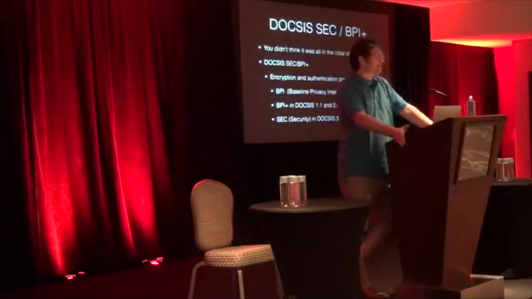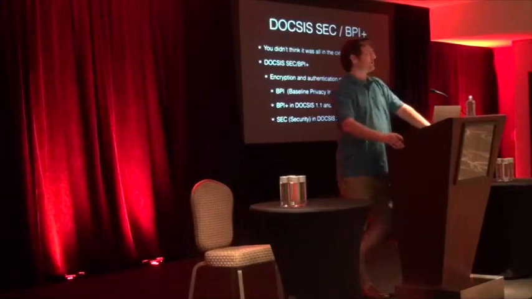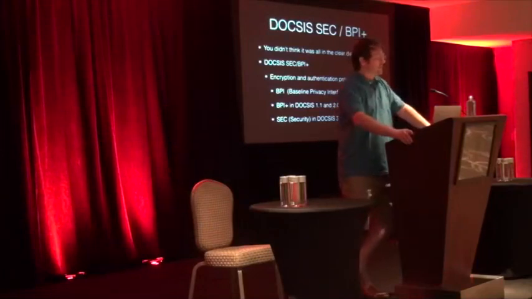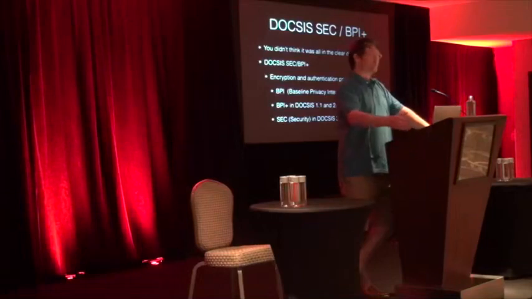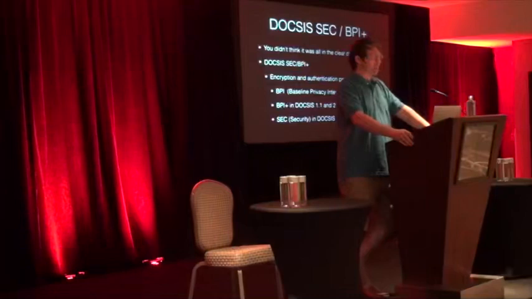So now let's start talking about security. DOCSIS sec, or BPI+. So all this data from your neighbors is flowing into your house. You want to get access to it, but it's encrypted. And it's encrypted with DOCSIS sec or BPI+. Originally in DOCSIS, they introduced BPI, called the Baseline Privacy Interface. When DOCSIS 1.1 and 2.0 came out, it was renamed to BPI+. And then more recently with DOCSIS 3.0, it was renamed yet again to DOCSIS sec, for security.